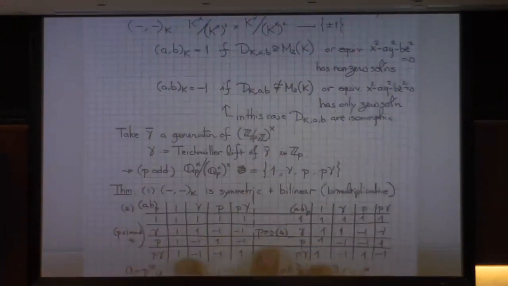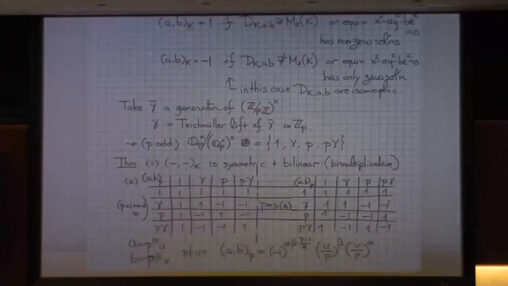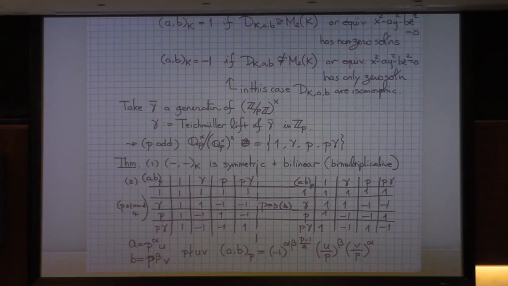So let's be more explicit. Last time we took a generator of the Z bar pZ cross, a cyclic group of order p minus 1. So take a generator, and gamma to be the Teichmüller lift of this gamma bar. Then in the p odd case, the quotient of Qp cross over the squares, it's a very bad notation, right? The quotient is supposed to be a set, but whatever. If you don't know what I mean, it's just coset representatives given by 1, gamma, p, and p gamma.